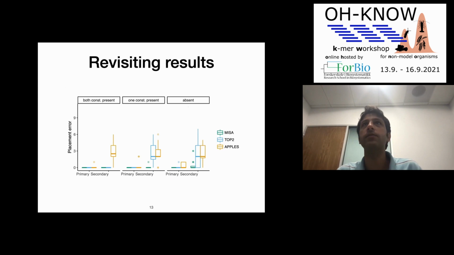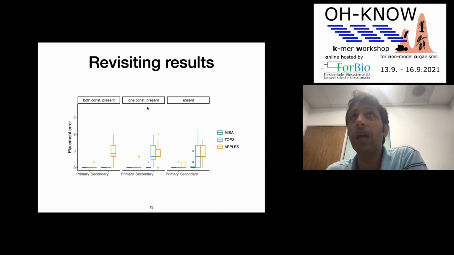Okay, so let's look at results. This is basically the same test I showed you earlier. Now we add this tool MISA to the picture, right? So let's go through each panel one by one. The first one over here is when both of your constituents of the mixture are present in the reference. And you can see that, as our theory predicted, top two works perfectly fine, but our method MISA also works perfectly fine, and apples doesn't. So you don't want to use apples when you have mixtures.